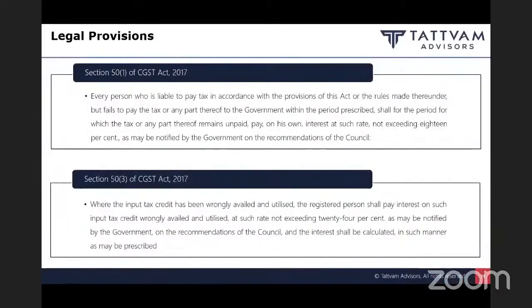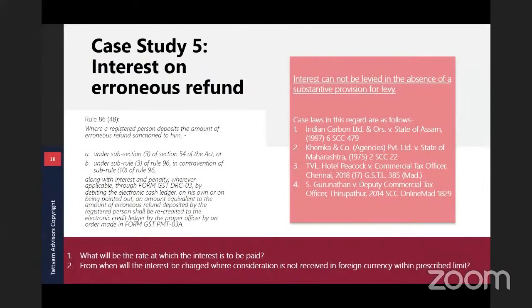Friends, if we see the levy section of interest, section 50, it only talks about two situations. Section 50, subsection 1, talks about levy of interest in case of short payment of tax or no payment of tax. So you are liable to pay the tax, but you have not paid the tax. That is the situation covered. Section 50, subsection 3, talks about ITC wrongly availed and utilized. In that situation, interest will be leviable. But what about erroneous refund which has been granted and which I have to pay back? There is no provision to levy interest in such cases.